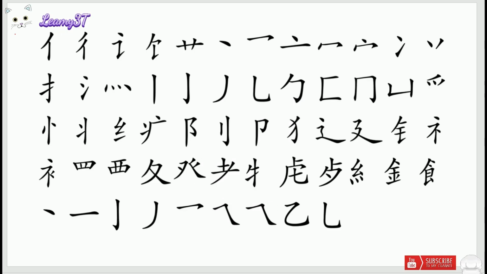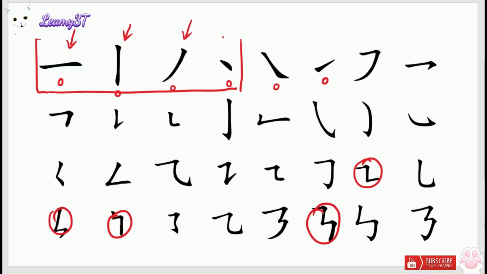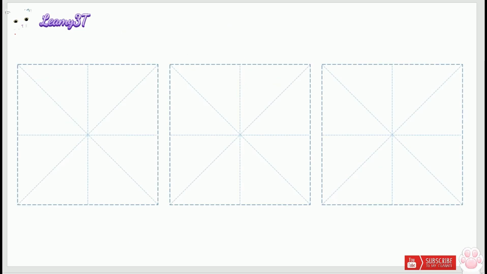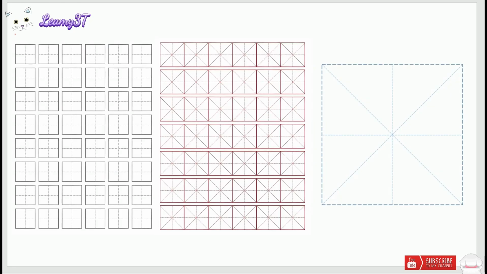And today we will learn 4 strokes. Four of them. They are called héng, 竖, 撇, diǎn. When practicing Chinese character writing, be sure to use a great notebook like this. You can also create by yourself and print it out.